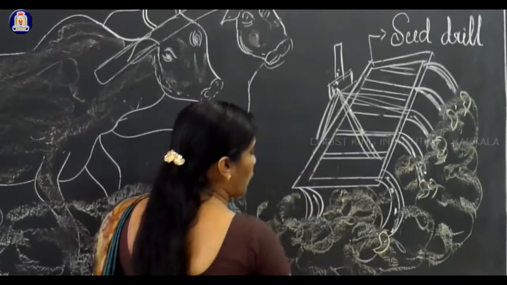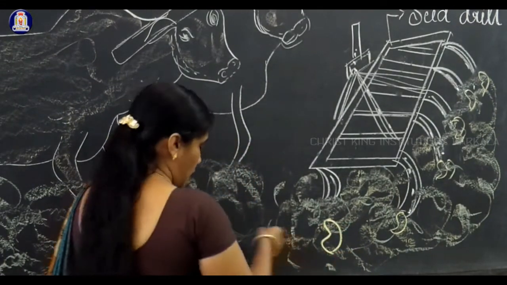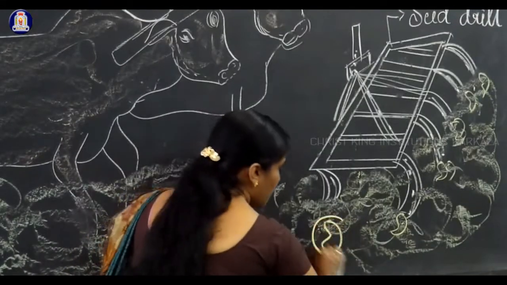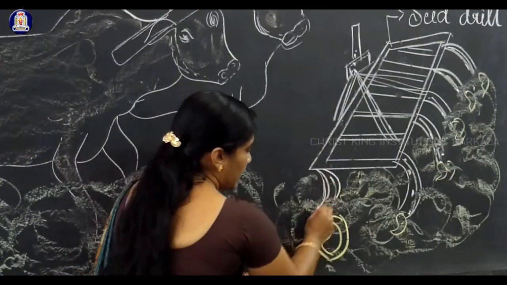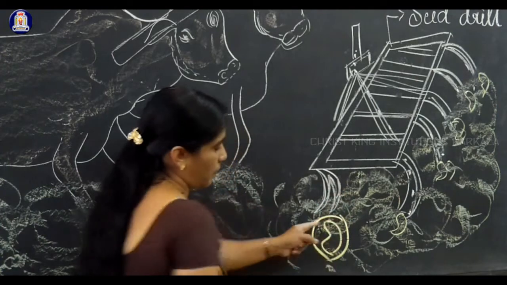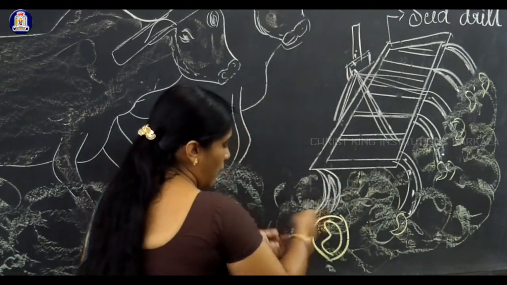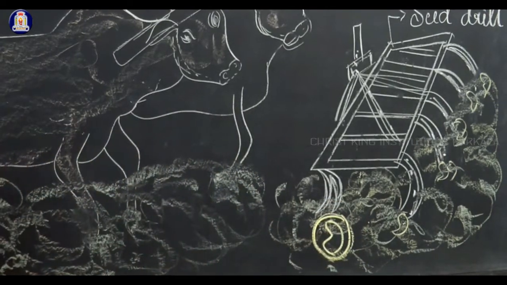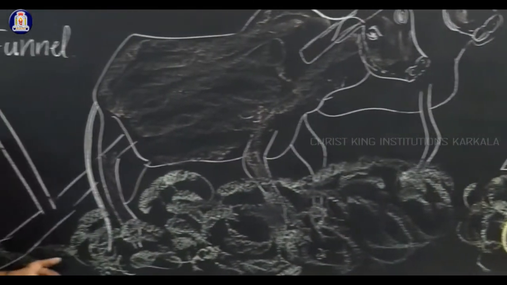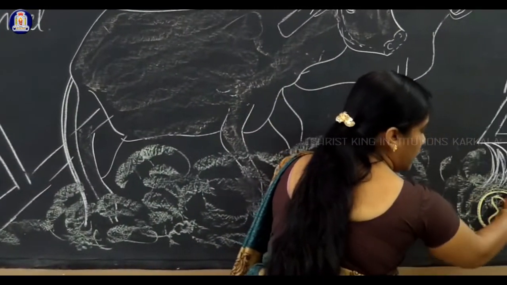And there is one more advantage. These seeds, imagine this is a seed, will be covered with soil. When the machine runs, for example, think this is a machine blade, the tractor will run, and after that the soil will be deposited on the seed. Here there is a chance the seed will be eaten by birds, but here the seed will be covered with soil.